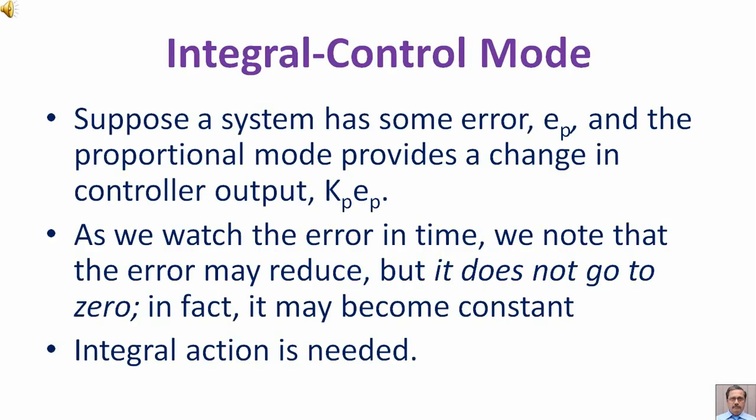Suppose a system has some error E subscript P and the proportional mode provides a change in controller output K subscript P E subscript P. As we watch the error in time, we note that the error may reduce, but it does not go to 0. In fact, it may become constant. Integral action is needed.